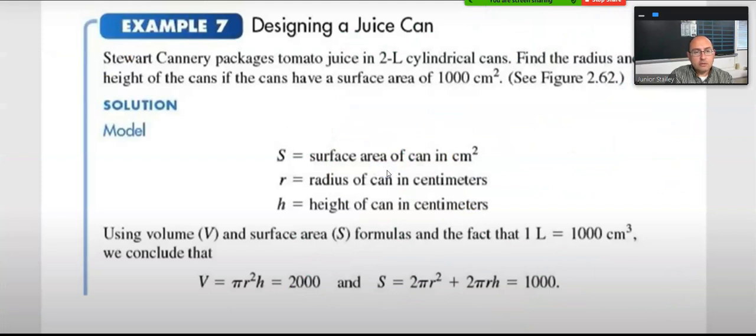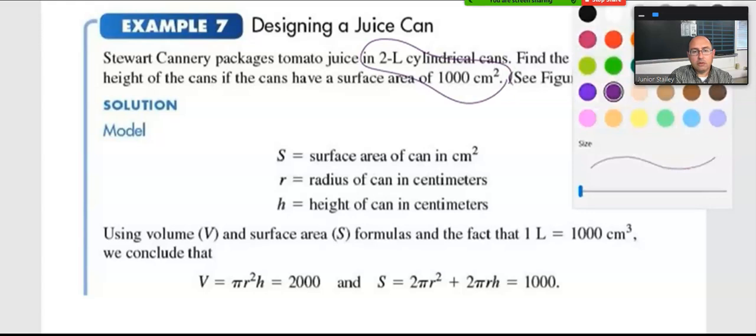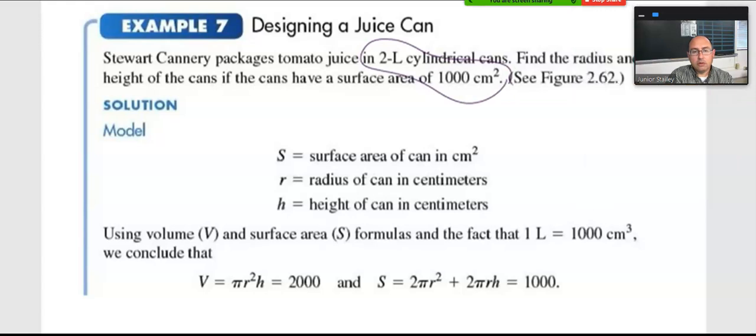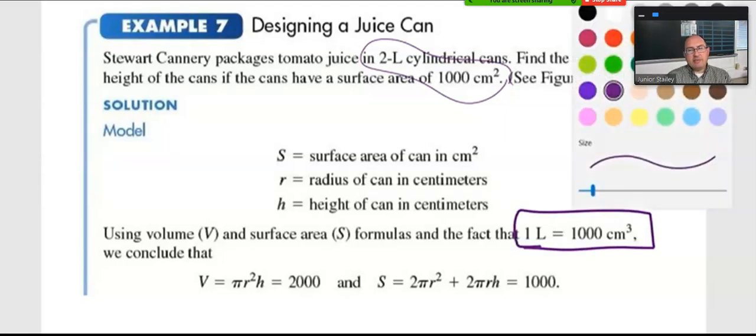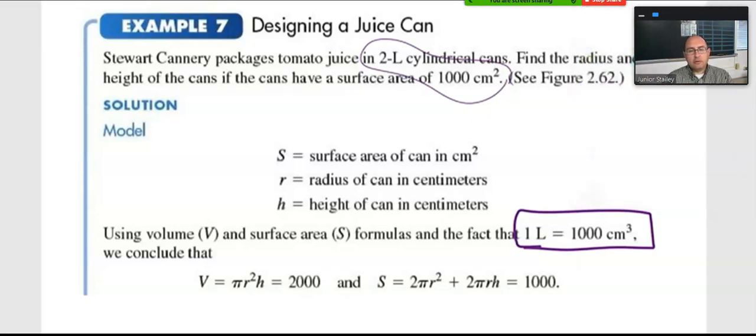Let's see. So I noticed that the units of measurement are not the same. They've got liters and then square centimeters. Glad I figured that out. So they throw in this fact down here. 1 liter is 1,000 cubic centimeters. Kind of already established that. That helps, didn't it? Yeah, that'll work.